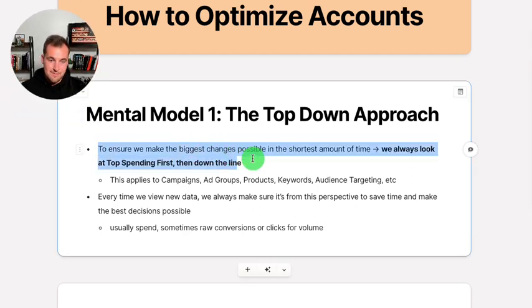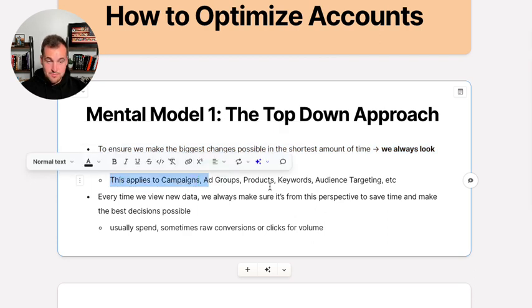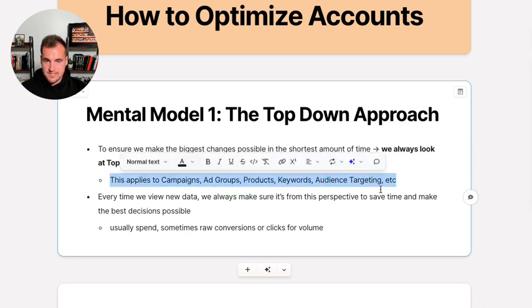So to ensure we make the biggest changes possible in the shortest amount of time, we always look at top spending first and then down the line. So this applies to campaigns, ad groups, products, keywords, asset groups, audience targeting. Any data you look at, you always sort top down by spend. It could be clicks, it could be conversions, but you always want to do top down.